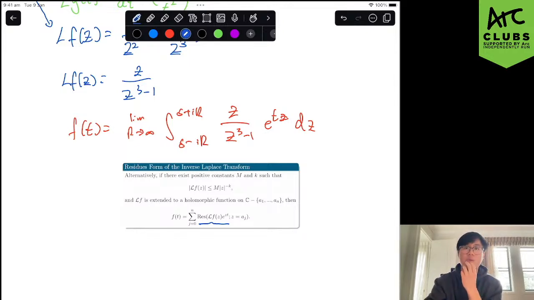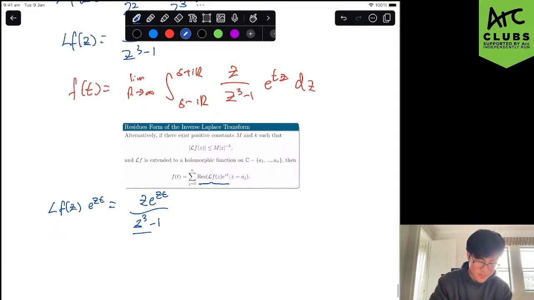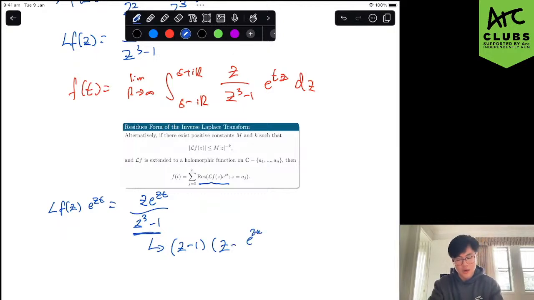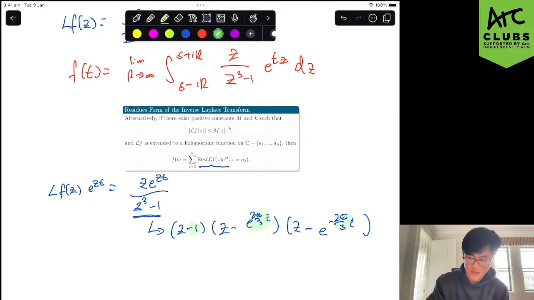Then if we do that, we essentially want to find the Laplace of f of z times e to the zt, which is equal to z e to the zt over z cubed minus 1. From this bottom part you can clearly see that it factorizes to z minus 1, z minus e to the 2 pi over 3 i, z minus e to the minus 2 pi over 3 i. Each of the poles is pretty easy to see, since they are just the roots here. Another thing is that you can clearly see each of them is a simple pole.